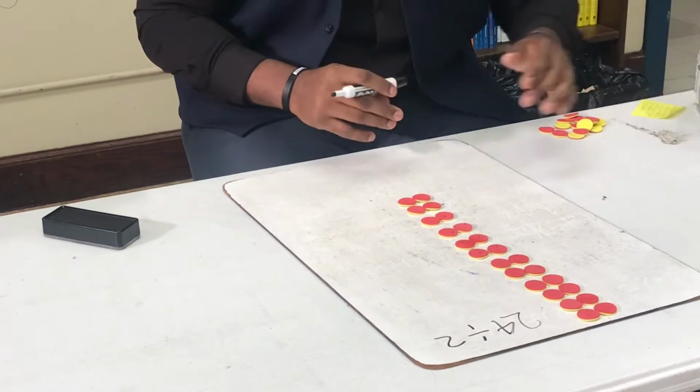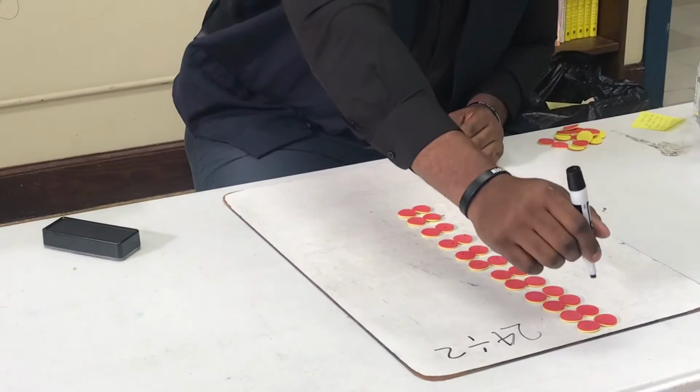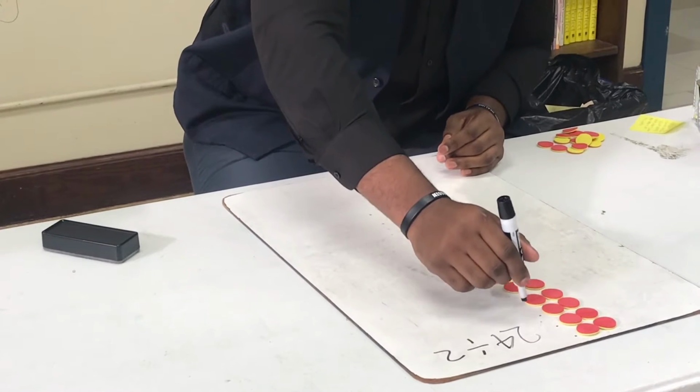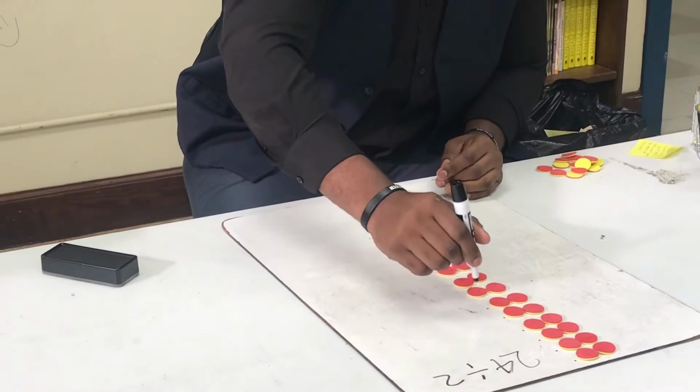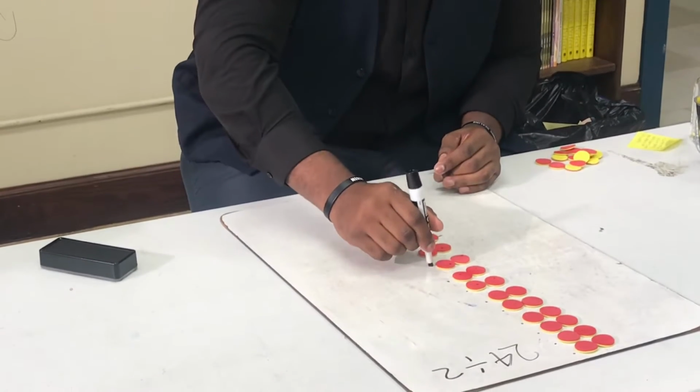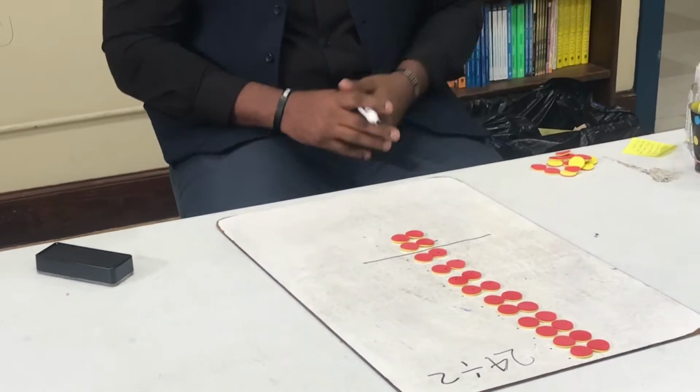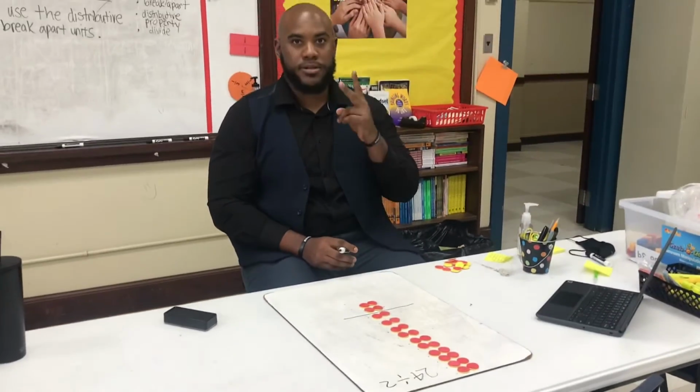Now let's draw a line after the 10th row to divide our array into two separate arrays. Let's start at the top and count down. 1, 2, 3, 4, 5, 6, 7, 8, 9, 10. And we're going to draw a line straight across. As you see now, we have our array broken up into two smaller arrays.